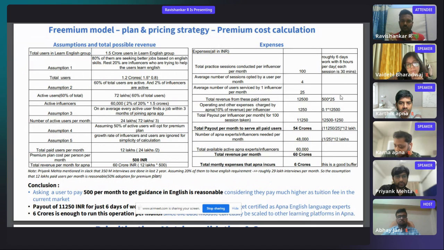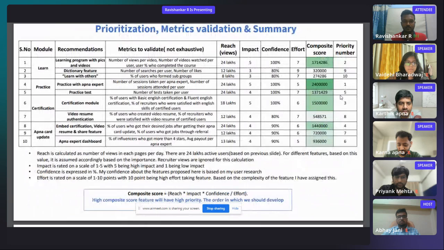That seems like a very good buffer. So for all three, asking the user to pay 500 is very reasonable, considering they pay much higher in the current market. And the payout of 11,250 for just 6 days of work with about 8 hours per day is a very good side job for influencers to come forward. It's a very good incentivization mechanism. And 6 crore per month is enough to run this operation, since we can also scale this to other learning platforms.